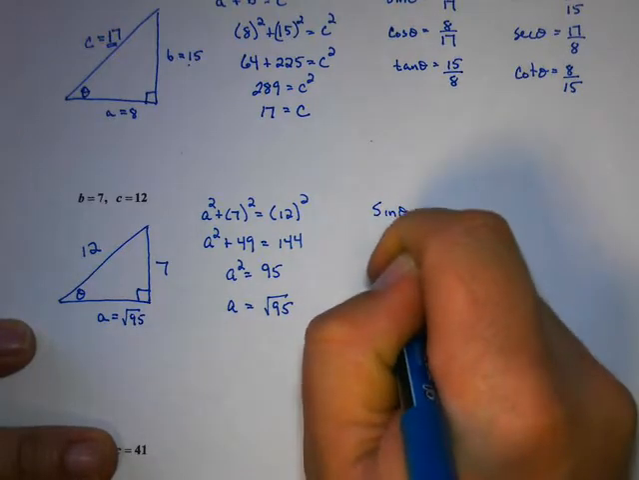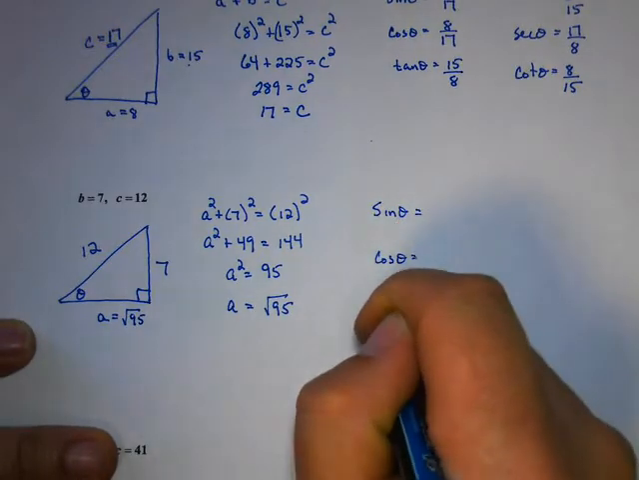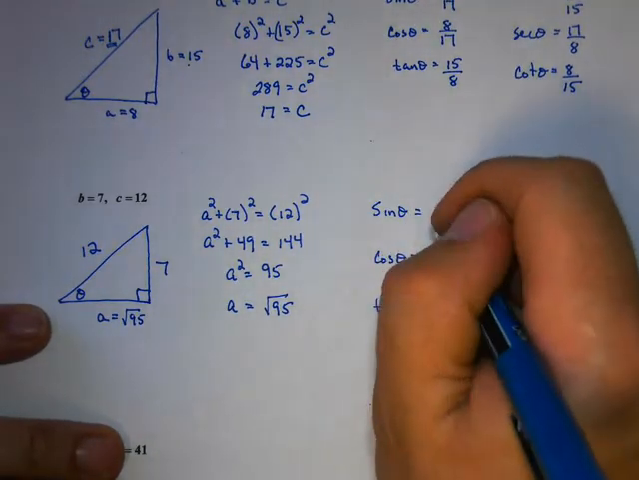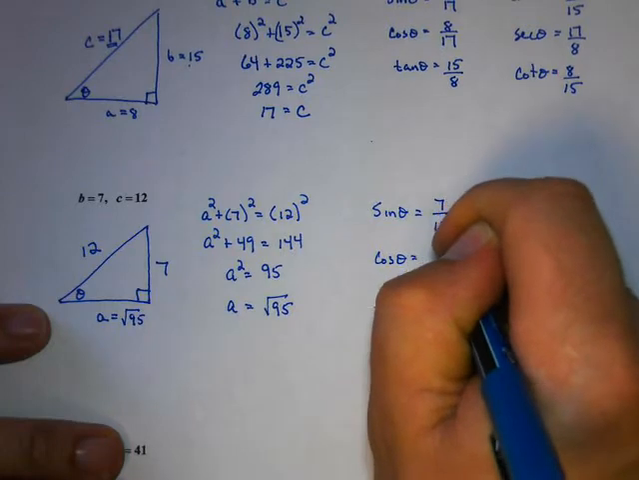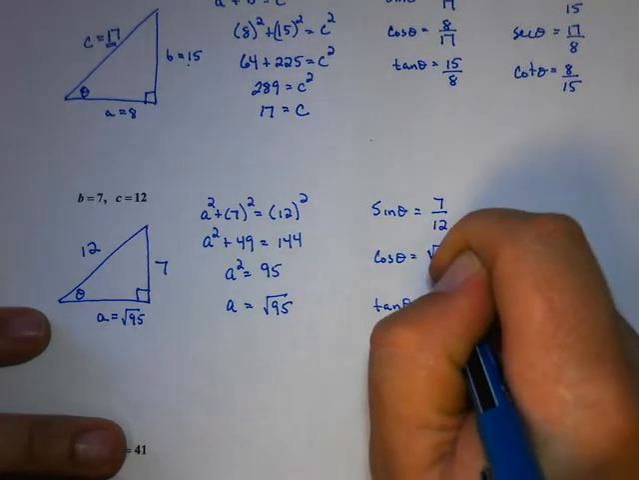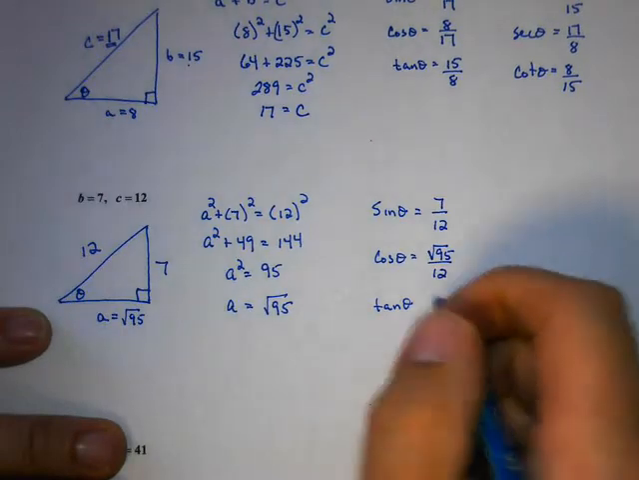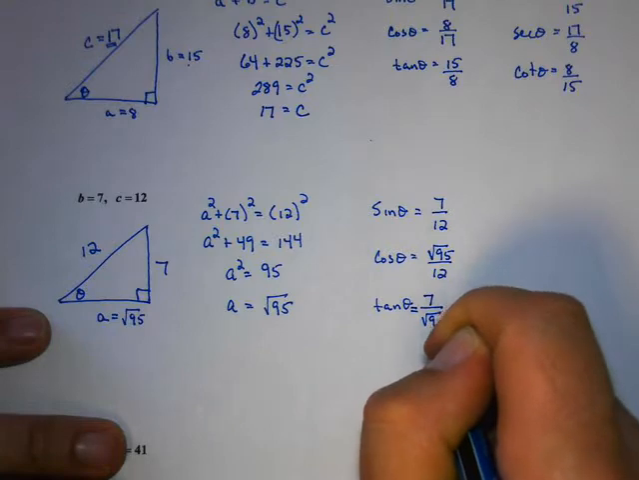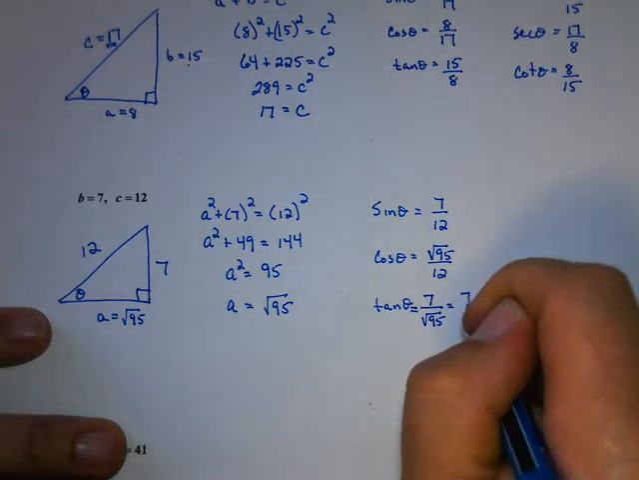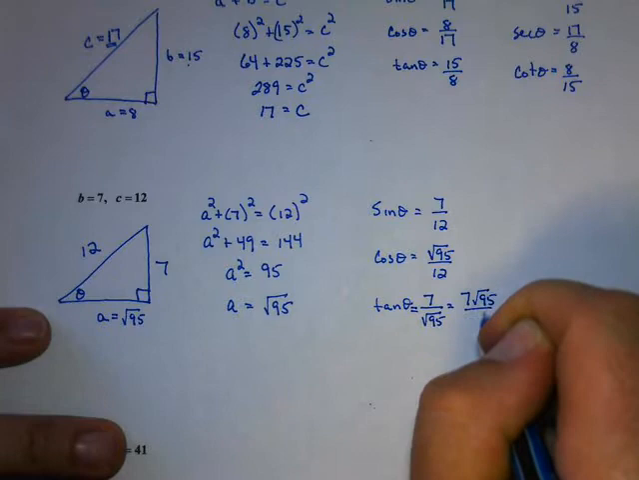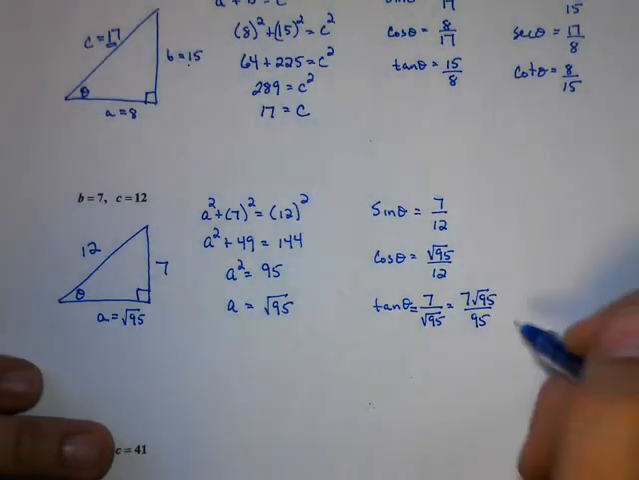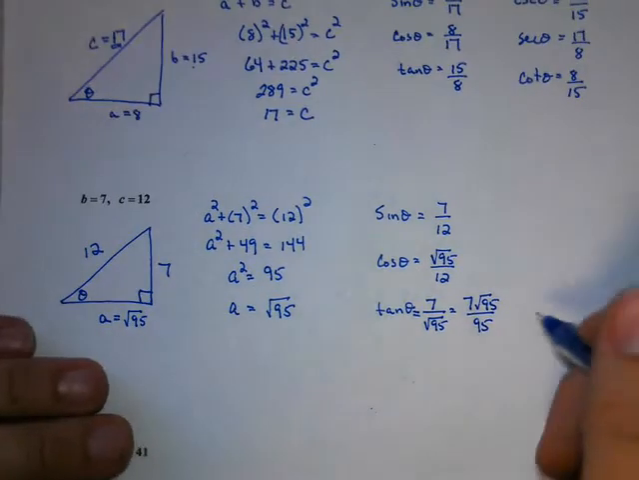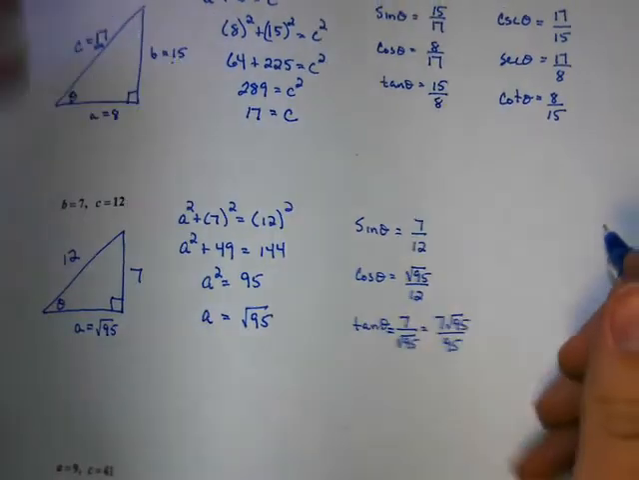So sine theta, cosine theta, tan theta. Sine theta's opposite over hypotenuse, 7 over 12. Cosine theta, adjacent over hypotenuse. And tan theta's opposite over adjacent. But we have to rationalize this one: 7 square roots of 95 over 95. And the square root of 95 can't be simplified. It's 5 times 19, so there's no perfect square in there.